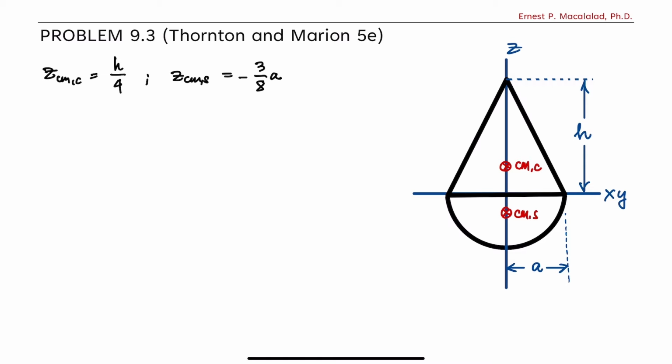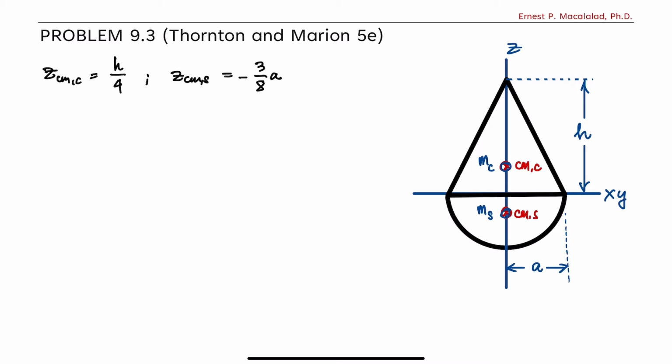Now, by definition, these positions represent the centers of mass of the two objects if they are separate from each other. But here they are combined, and we can reduce this problem into a two-particle system wherein the masses will now be located at these points. So let's call this the mass that represents the mass of the cone, MC, and this would be the mass of your solid hemisphere. So let's call it MS.